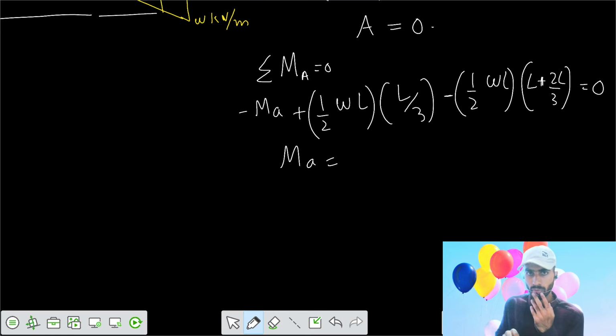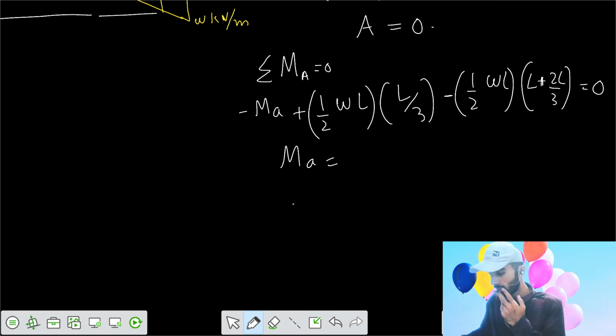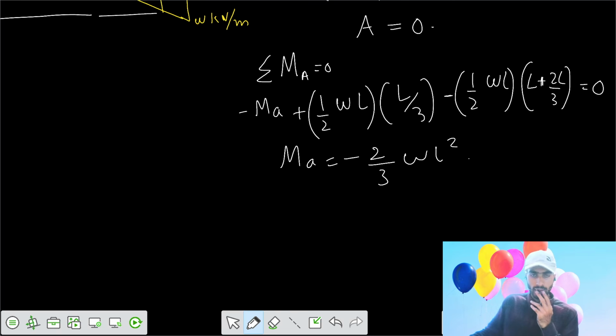Let's solve for the moment. That's 1 by 6 minus 1 by 2 into 1 plus 2 by 3, it's 2 by 3 of WL square minus 2 by 3 of WL square. So your moment acts in the negative.